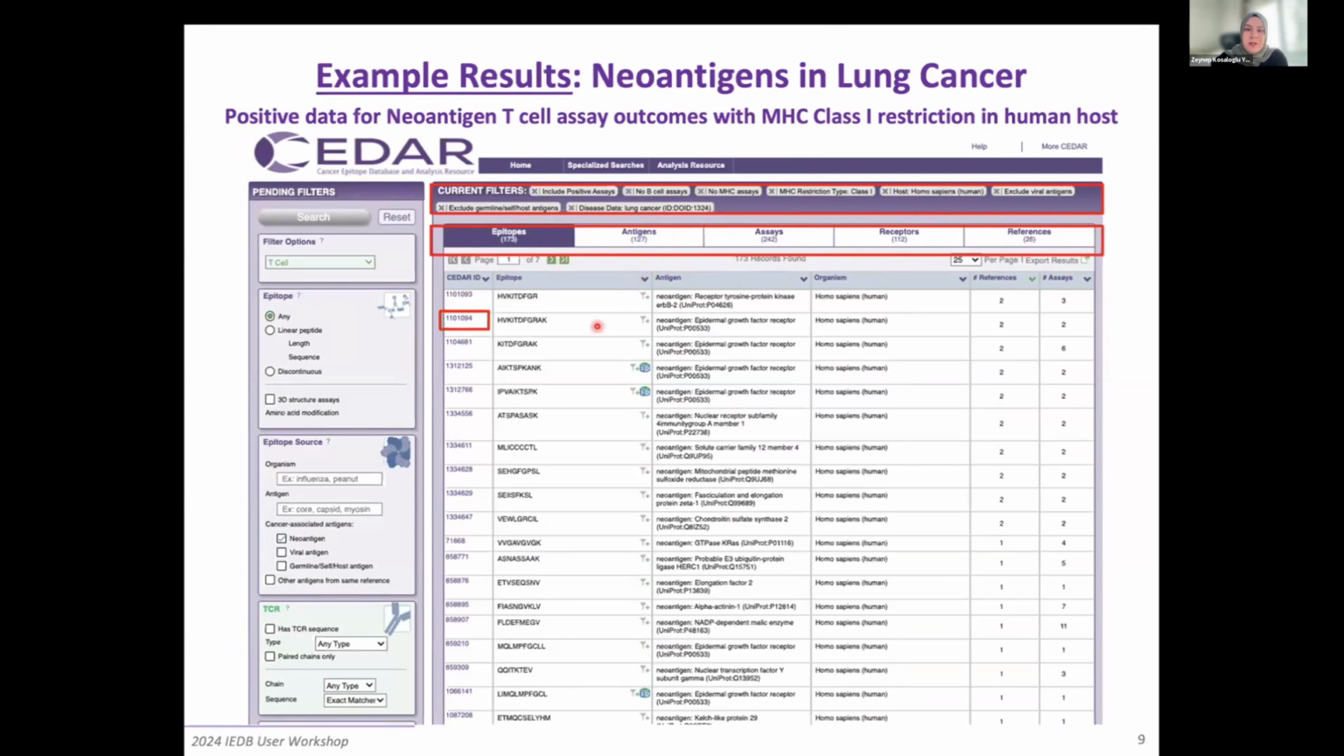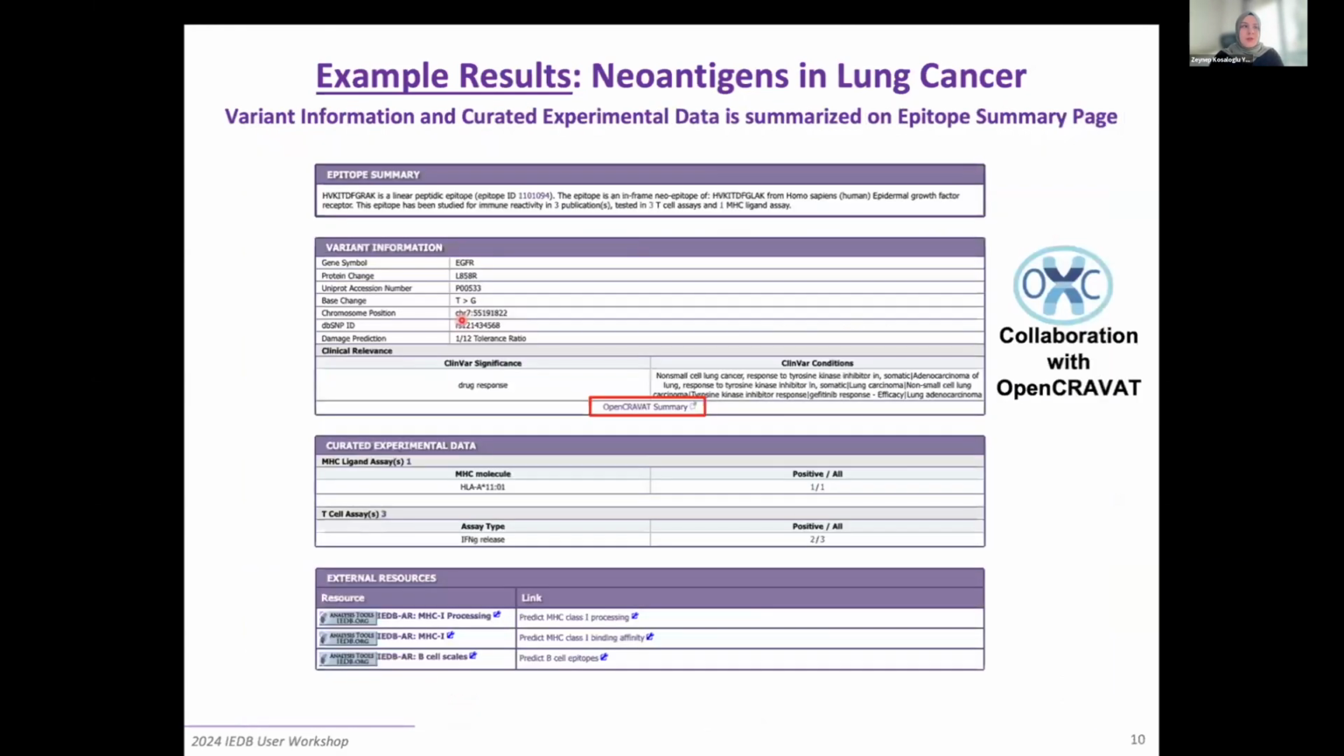So here we're looking at the epitopes tab. We have the epitope sequences, the antigen it was derived from. And because we searched for neoantigens, the antigens will always have the prefix of neoantigen, indicating that this is a mutated antigen. And then we have the host, we've filtered for human. And then for each epitope, we have the number of references and assays available. So we can get more details about an epitope by clicking onto its CEDAR ID here, which will take us to the epitope summary page.